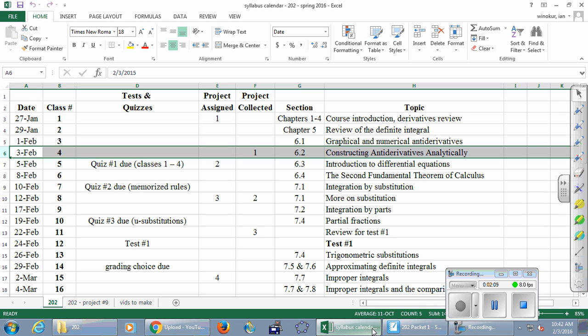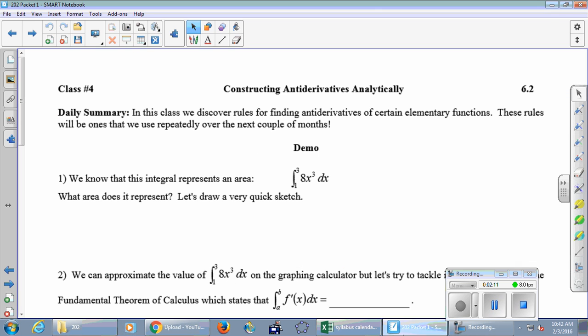All right, so let's jump into the packet. Again, on the top of 38, here we go. Daily summary. In this class, we discover rules for finding antiderivatives of certain elementary functions. These rules will be ones that we use repeatedly over the next couple of months. At some point in your Calculus 1 past, there was a day where you wrote down the basic derivative rules that you ended up using for months and months and months, yeah? Today is that same exact day, but for antiderivatives.